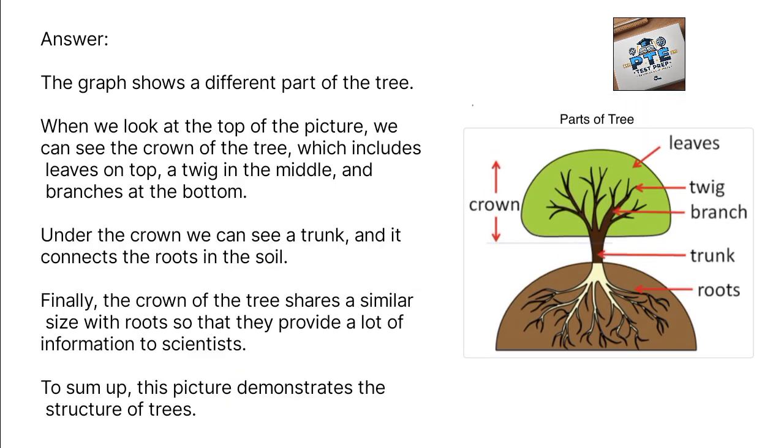The graph shows different parts of the tree. When we look at the top of the picture, we can see the crown of the tree, which includes leaves on top, a twig in the middle, and branches at the bottom.